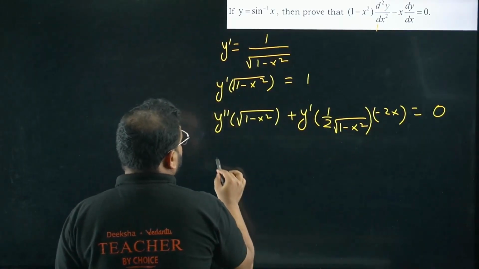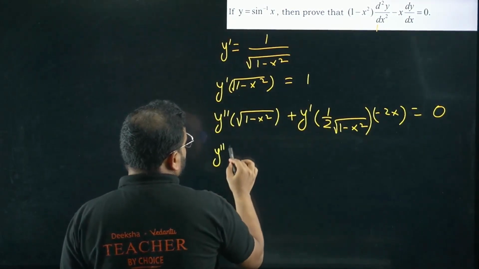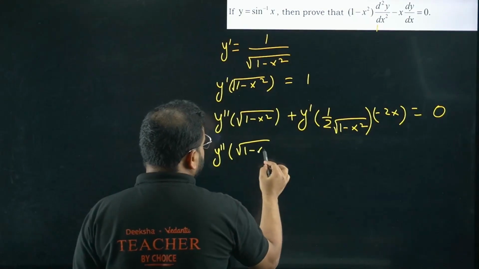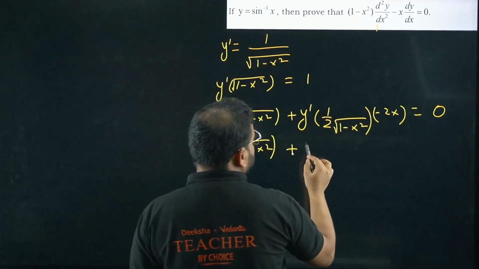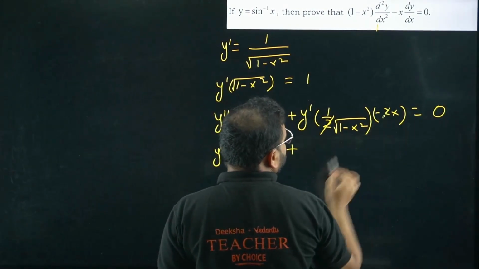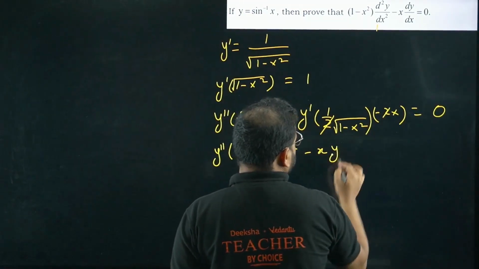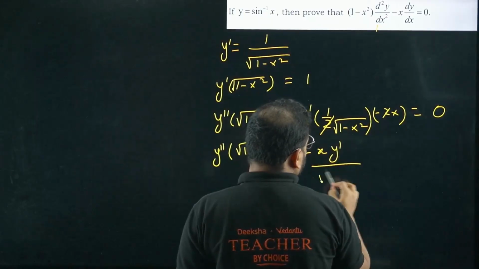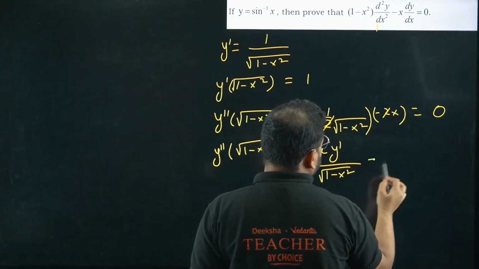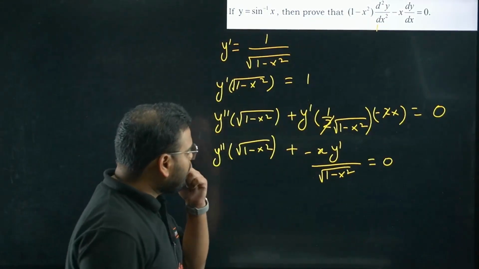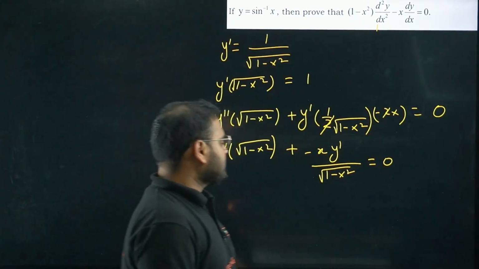Please check. What I'm getting is y double dash times root of 1 minus x square, and plus, 2 and 2 get cancelled. We get minus x times y dash upon root of 1 minus x square equals 0. Is this simple? 2 and 2 cancelled. Now take the LCM.